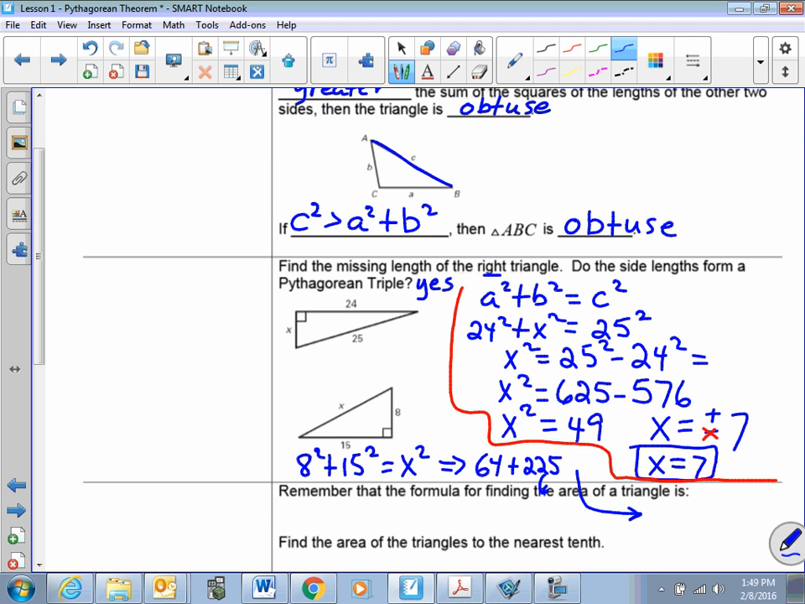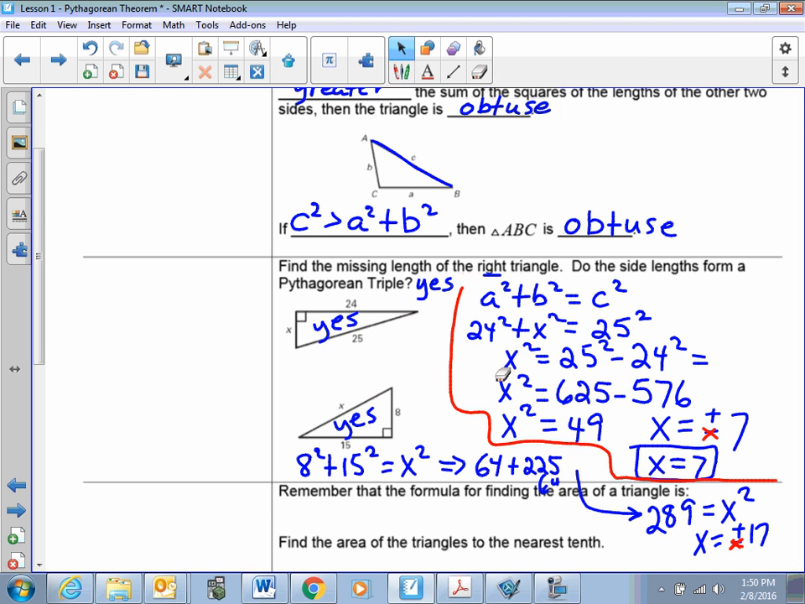So this gives us 289. And is 289 a perfect square? X is going to be plus or minus 17. So yes, indeed, once again, these are Pythagorean triples. And of course, we know we got to eliminate the negative sign here because it can only be a positive length since it is a length of a side of a triangle.